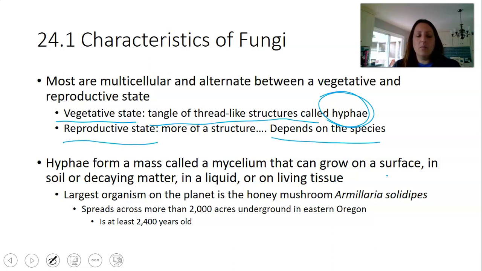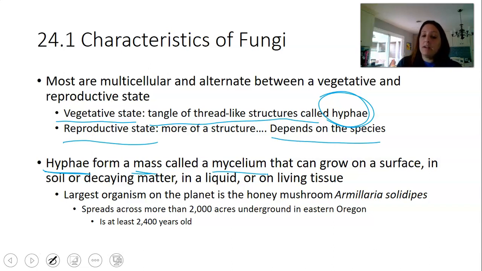Okay. When you have a bunch of hyphal strands in a mass, it's going to get a special name called a mycelium. Okay, so that's the whole collection of hyphal strands. That's the mycelium. And a mycelium can grow on the surface. It can grow into the ground. It can grow into soil or into any kind of decaying matter. It can grow into leaf litter, for example. Some fungi can even grow their mycelium in liquid, or if they're parasitic, they can also grow into living tissue.